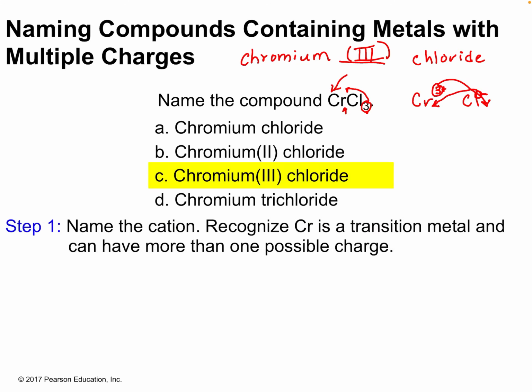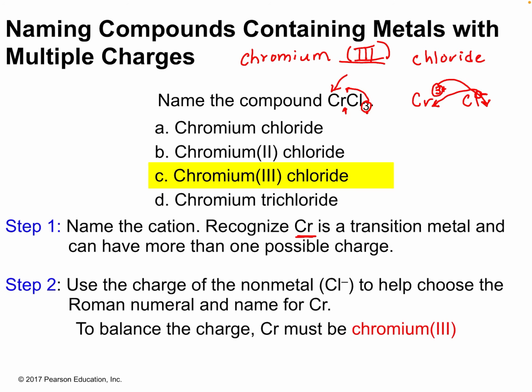Okay, so again, we're going to name the cation just the same. So we're going to write chromium. Then we're going to see, chromium's a transition metal, so we need to write a Roman numeral. And then we're going to use that charge of chlorine to figure out that chromium was a 3 plus.